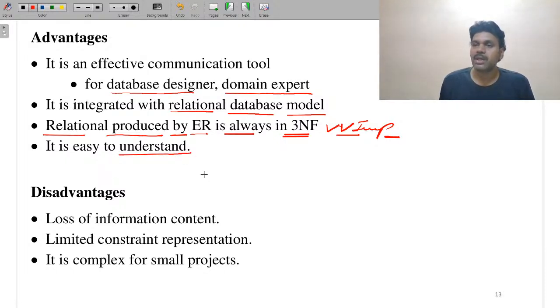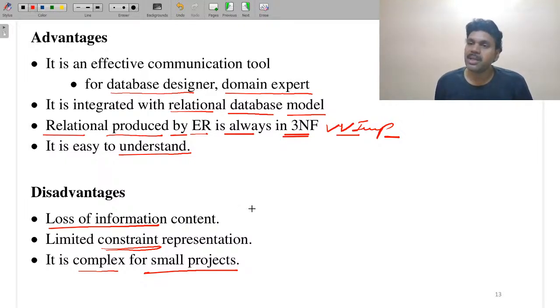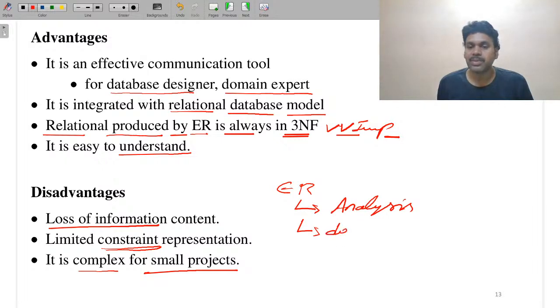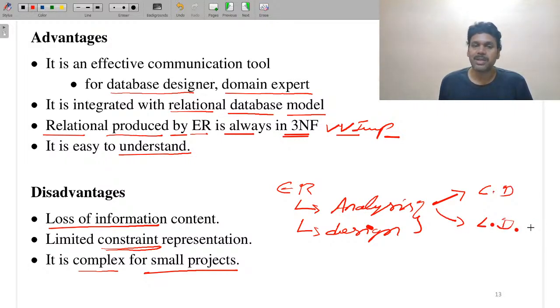What are its negative sides? The negative side is that there is a loss of information. You cannot represent all the constraints that are there in the relational model, and it is complex for small projects. If you have bigger projects, then you can have a good idea, good analysis, a good design. ER is mainly about doing the concept of analysis well, and you can also do the concept of design well. These two are mainly talking about conceptual design. Also, in some other terminology, we call it logical design.